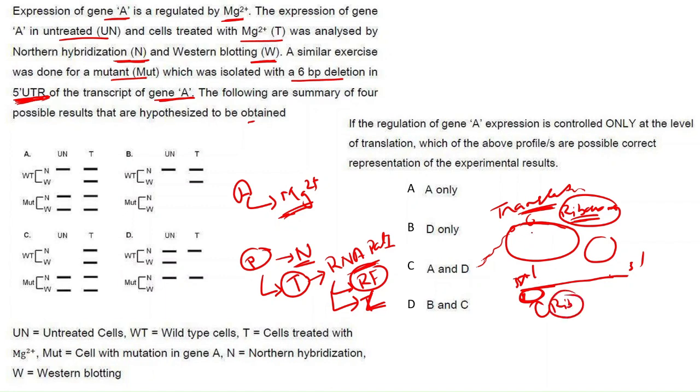So if the 5' UTR is not there and still Mg2+ is there, then Mg2+ will not bind to the 5' UTR. Then no translation. Okay, is it clear? So let's solve the question.